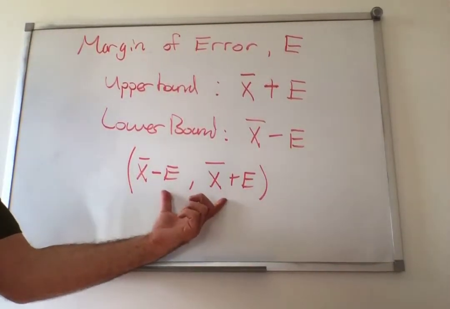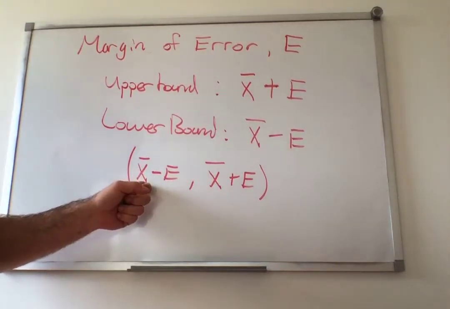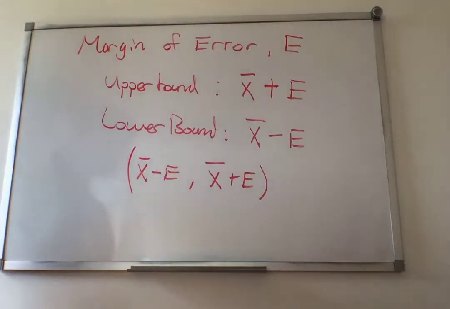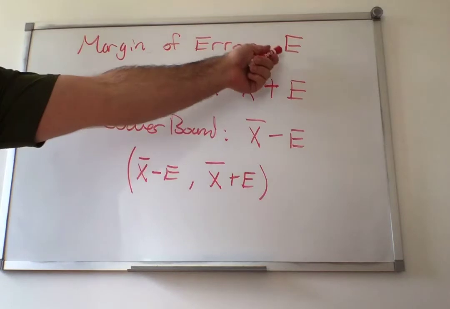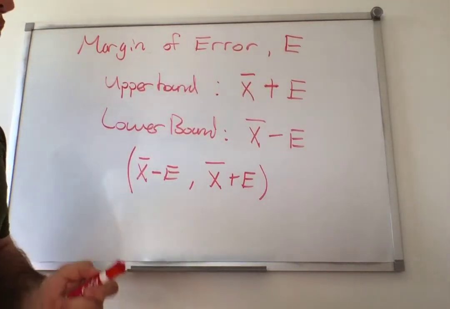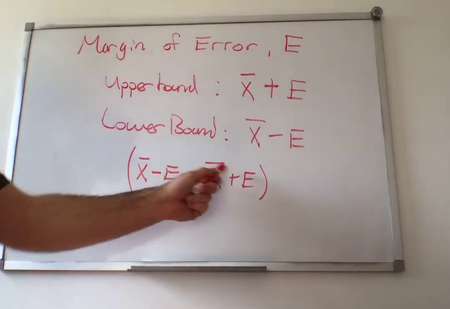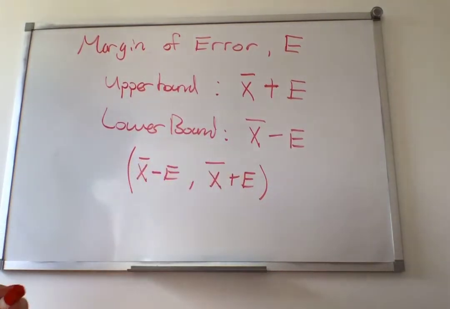This is an interval, a range of numbers. This is the smallest number in the range. This is the largest number in the range, okay? So what a confidence interval is telling us is that after we gather our point estimate, we calculate our error. Now, our actual population average should be somewhere between these two numbers, okay?